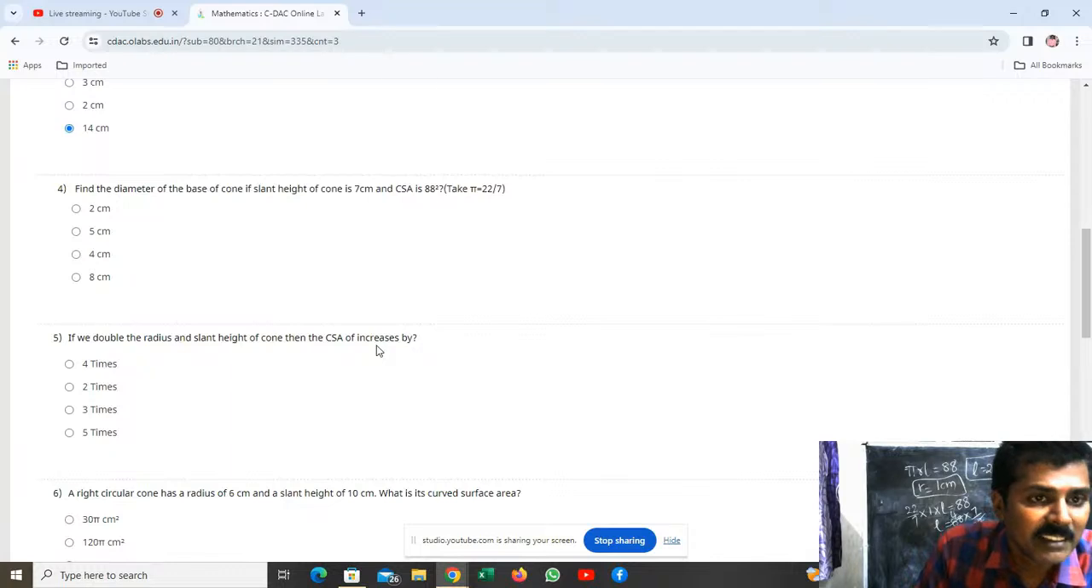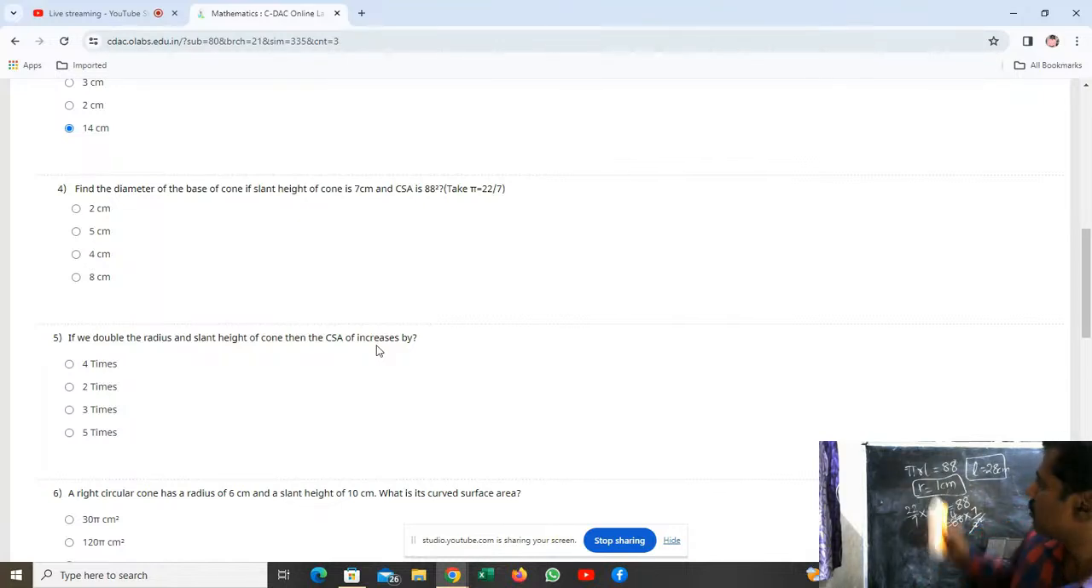Find the diameter of the base of a cone if the slant height of the cone is 7 centimeters and the CSA is 88. The same question is given. CSA is given as 88 now, and slant height L is equal to 7. Then what is the radius? Will you try it? First you find the radius. It is very easy. You can do it now in the same method.